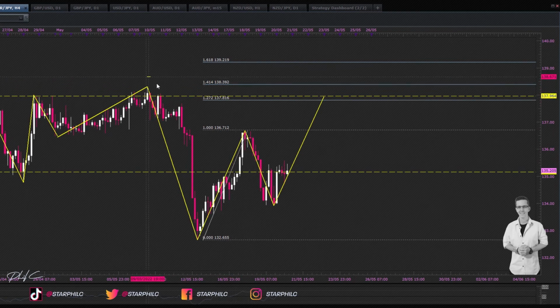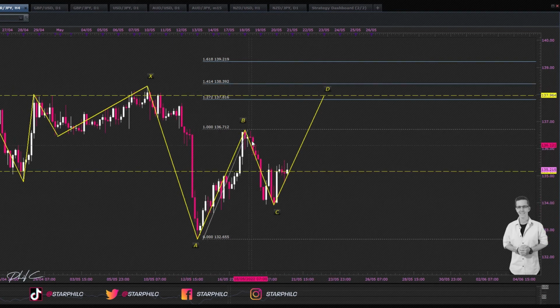Okay. So we have our X point here, A, B, C, and then potential D. And we also have an equal level move here as well, right here. So we have A, B, C, D, that's an equal level move, A, B, C, D completion at the 127 for a potential Gartley pattern.